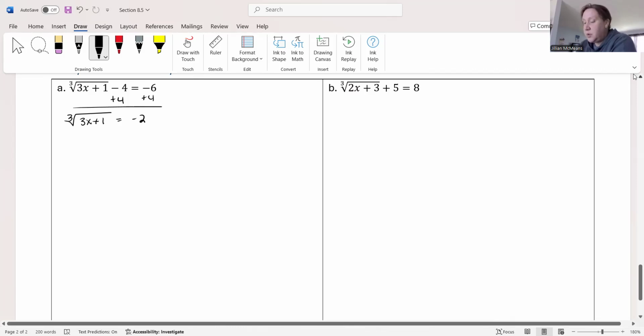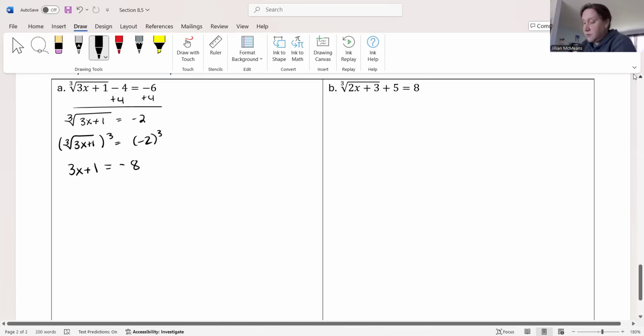Now we want to cube both sides. So I want to take the cube root of 3x plus 1 and cube it. And then I want to take negative 2 and cube it. Well, when you cube a cube root, they just unravel each other. So you're left with the radicand. And then negative 2 in parentheses cubed is just going to be negative 8. If you need to check that on a calculator, do so. But essentially, you get negative 2 times negative 2, which is 4. And then 4 times negative 2 is negative 8.